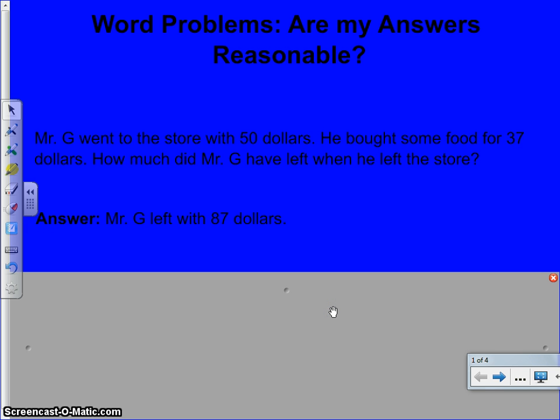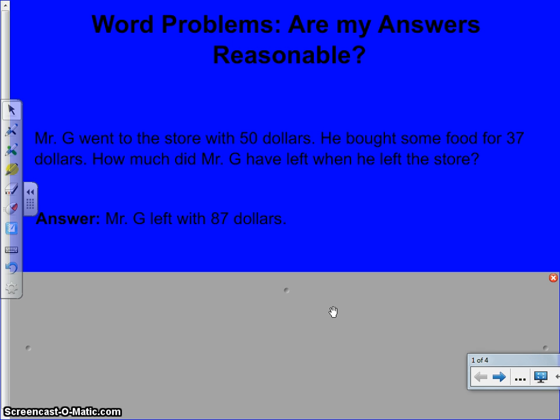Here's an answer, and I've seen this before in the past with different classes and different students. The answer might be Mr. G left with $87. What happened here is that the students added the $50 to the $37 that Mr. G spent. However, if we look back and ask ourselves, is my answer reasonable? You can see that this doesn't make sense. We don't go to the store with money and spend money and then leave the store with more money than we went in there with.